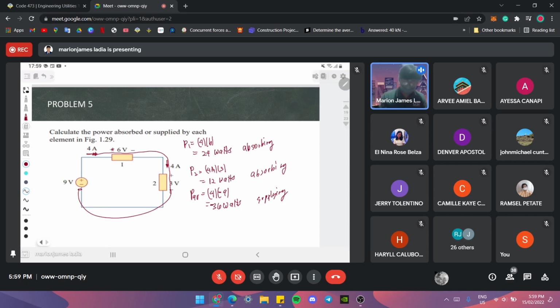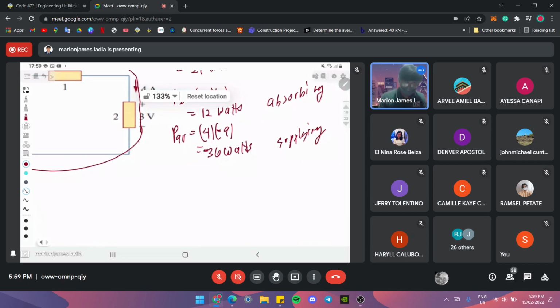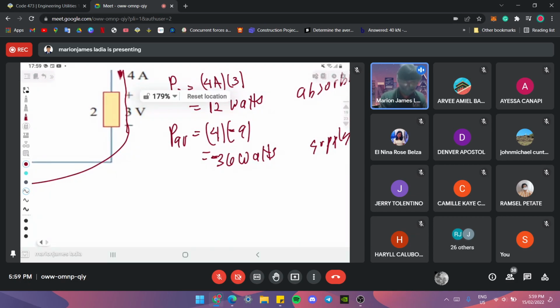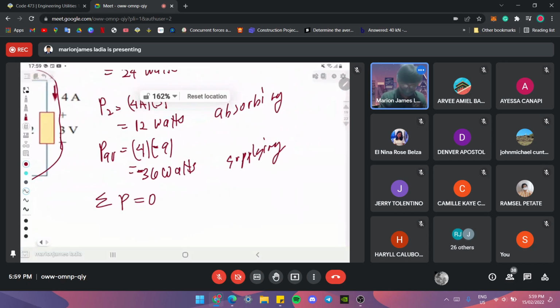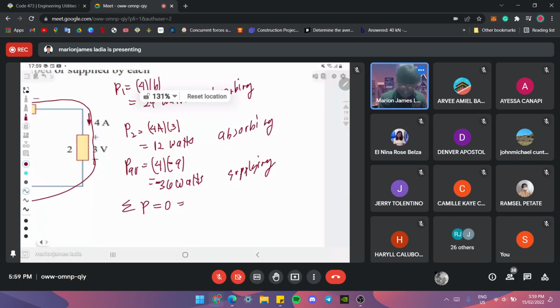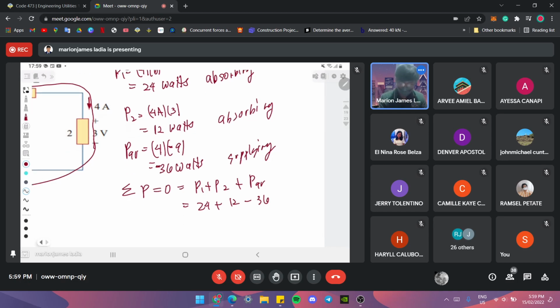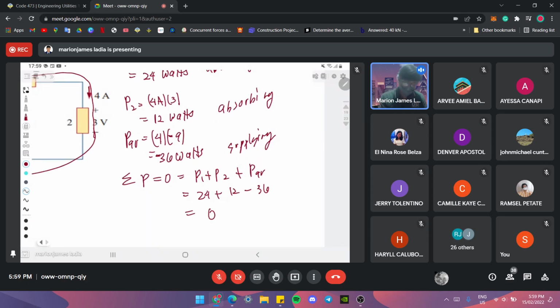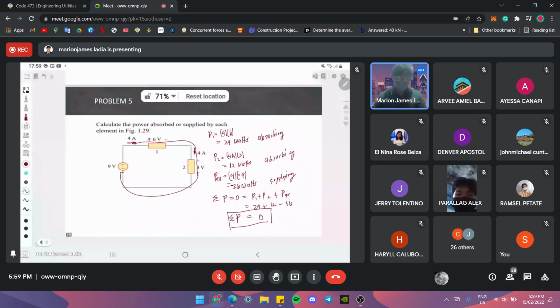Okay? So, para mapakita natin yung formula, yung theorem natin that summation of P is equal to 0, isusum natin silang lahat. We have P1 plus P2 plus P3. So we have 24 plus 12 less 36, which will affirm our theory. Okay? So, ayan.